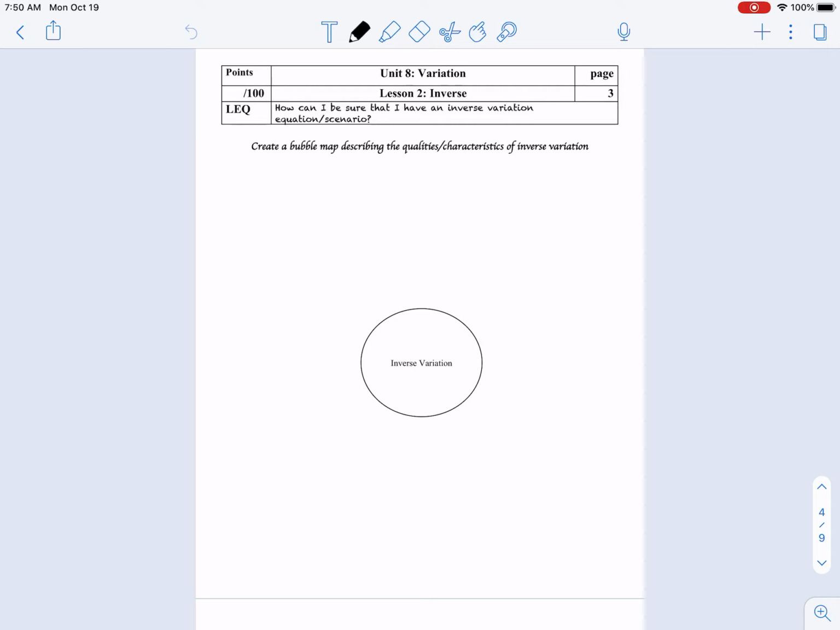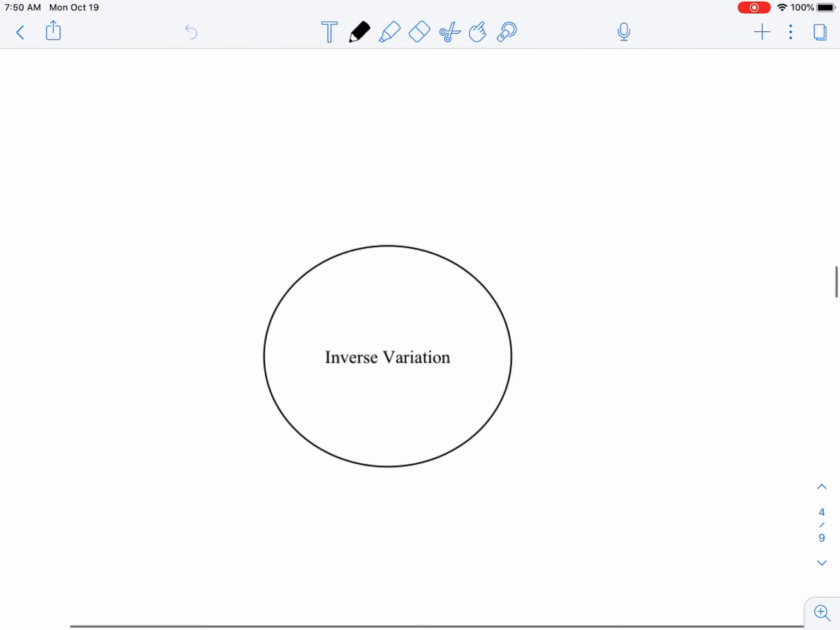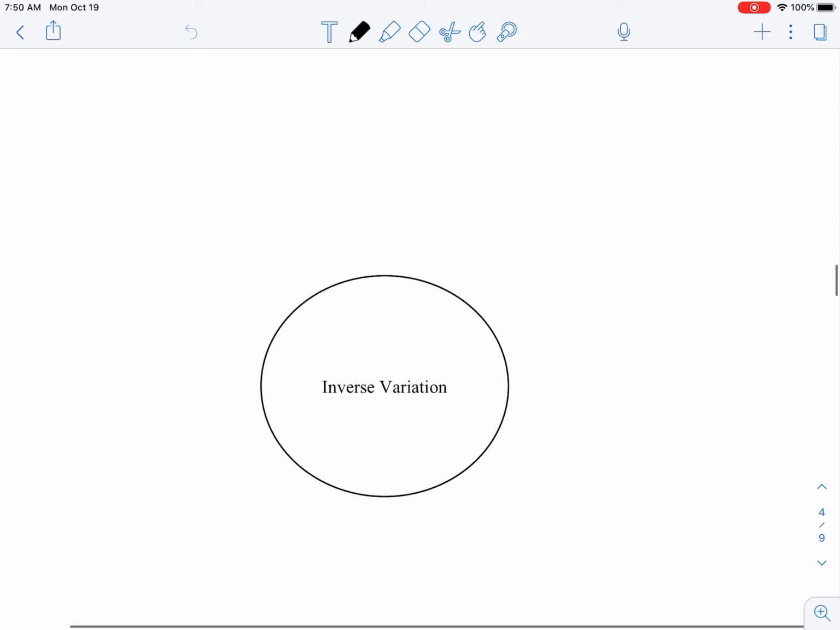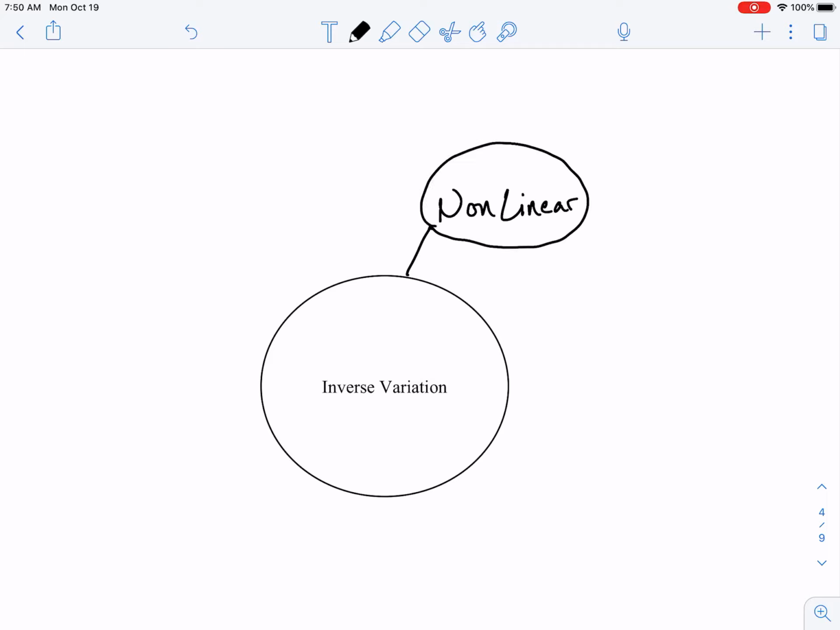Today we will be looking at the next type of variation, which is inverse variation. Now, inverse variation is nonlinear. Its equation is y is equal to k over x. Remember, where k is your constant, just like with direct, we're going to find it first.